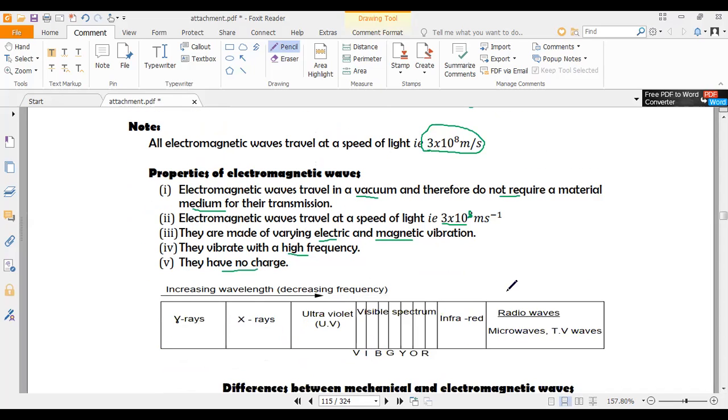Basically, this is the electromagnetic spectrum, and wavelength increases from this side to that side. That means the frequency is increasing in the opposite direction, whereas the wavelength is increasing in this direction. So radio waves have the highest wavelength and the least frequency, whereas gamma rays here have the highest frequency and the least wavelength.